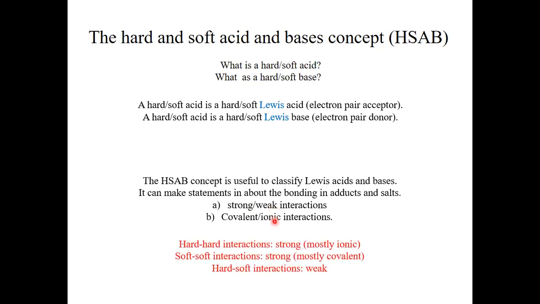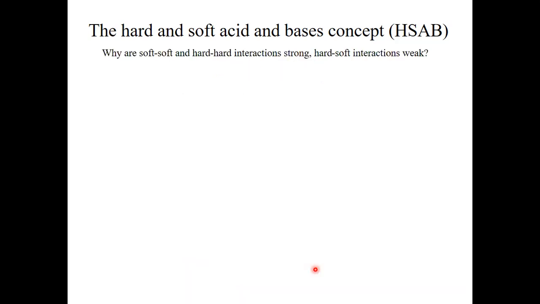Okay, so now when do we get strong interactions and when do we get weak interactions? Hard-hard interactions are typically strong, and in this case, we are getting mostly ionic interactions. So when a hard acid interacts with a hard base, we expect a strong interaction, which is likely ionic. Whereas when you interact a soft acid with a soft base, you also get a strong interaction, but it's then more likely covalent. Whereas when you interact a hard species with a soft species, the interactions are generally weak. All right.